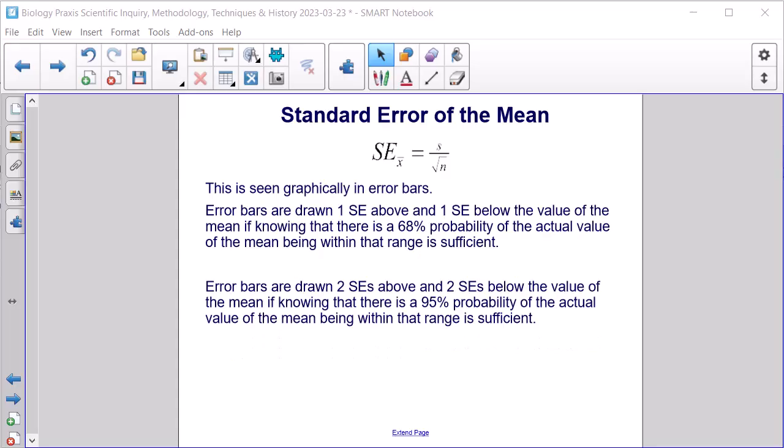This is seen graphically in error bars. Error bars are drawn one standard error above and one standard error below the value of the mean if knowing that there is a 68% probability of the actual value of the mean being within that range is sufficient. Error bars are drawn two standard errors above and two standard errors below the value of the mean if knowing that there is a 95% probability of the actual value of the mean being within that range is sufficient.